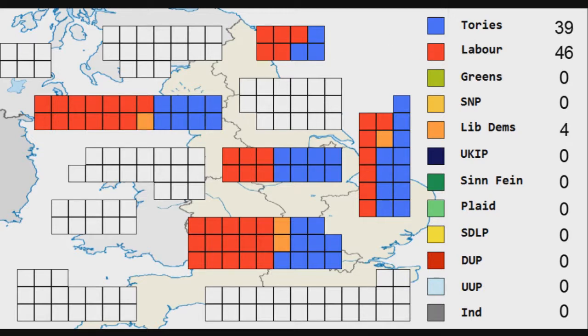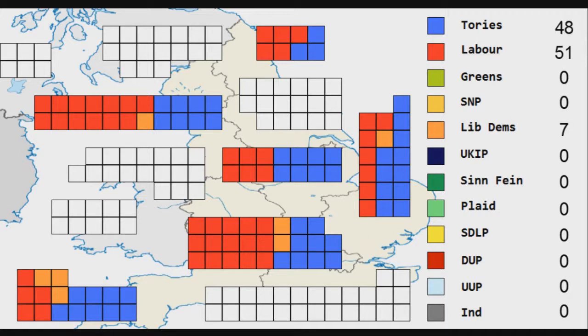Now we go to the Southwest, where the Conservatives will be getting 9. Labour will get 5. And the Lib Dems actually do pretty well here. They actually get 3. So 1, 2, 3. I'll put that there, and then I'll put that.